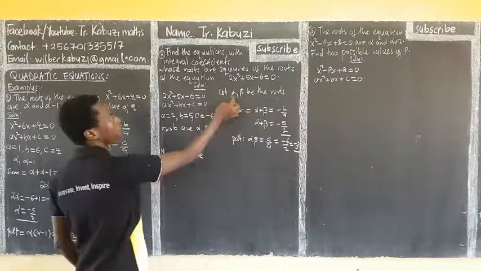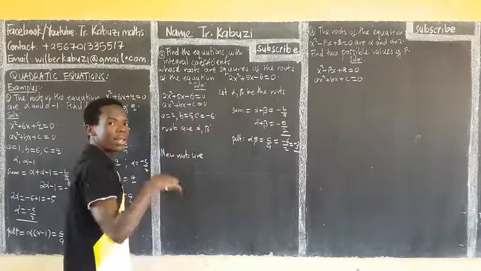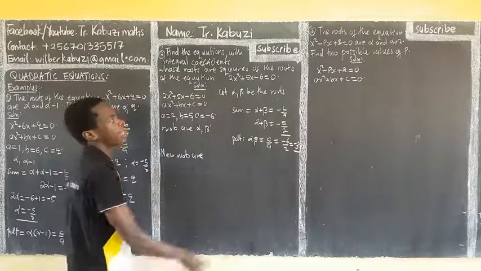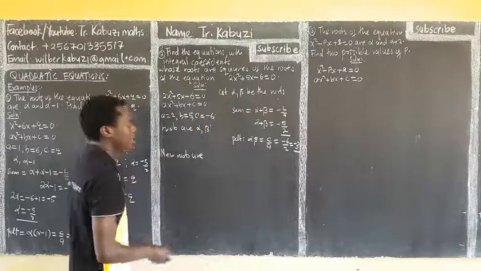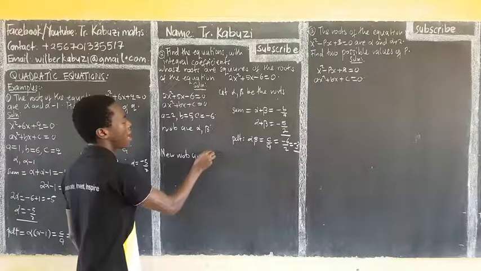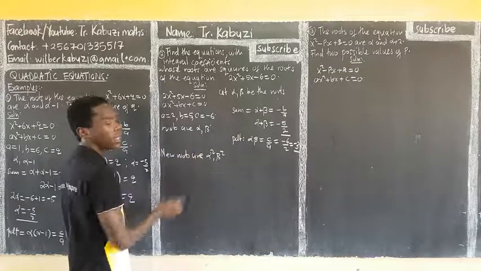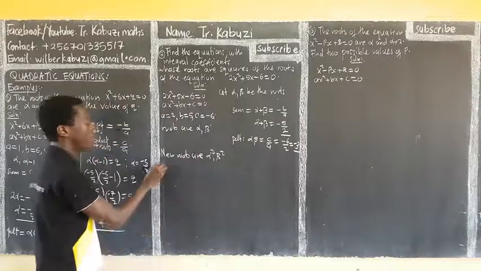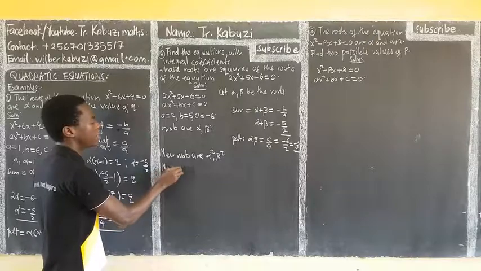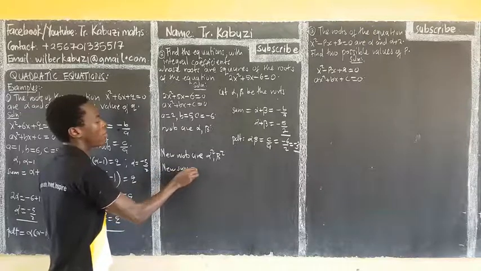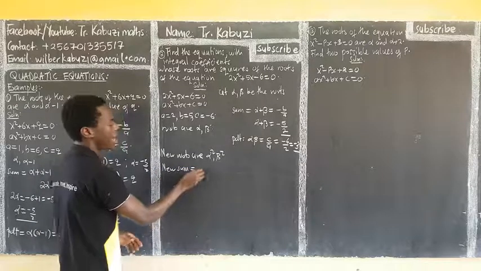So if the roots of this equation are this, then the equation I want to get has roots that are squares of these ones. So the squares are going to be alpha squared over beta squared. You see that these are squares of these ones. So we come for our new sum. The new sum of roots, these ones, is alpha squared.